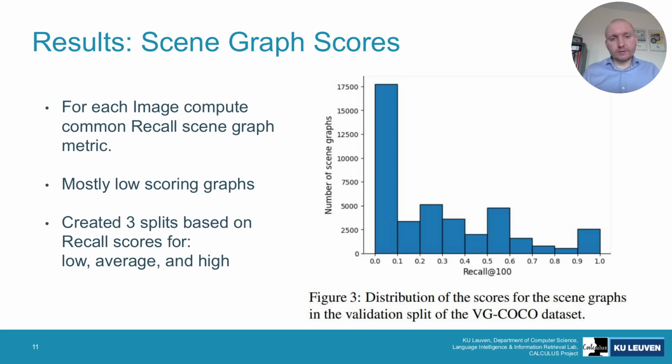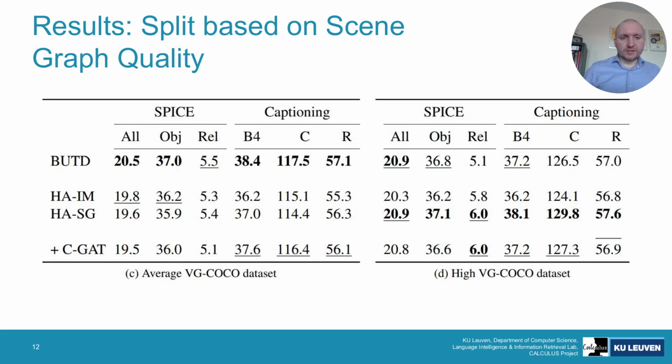Now, by splitting this set of images by using this metric, we have created a set of low scoring scene graphs, medium scoring scene graphs, and high scoring scene graphs, so we can do further analysis of what the impact is of the quality of a scene graph. Now, when we look at the results here, we only show the average and the high scoring graphs. When we take a look at the full set of tables in the paper, the message gets a bit more nuanced, but to make the story a bit more simple, we showed these two tables which portray a clear message.